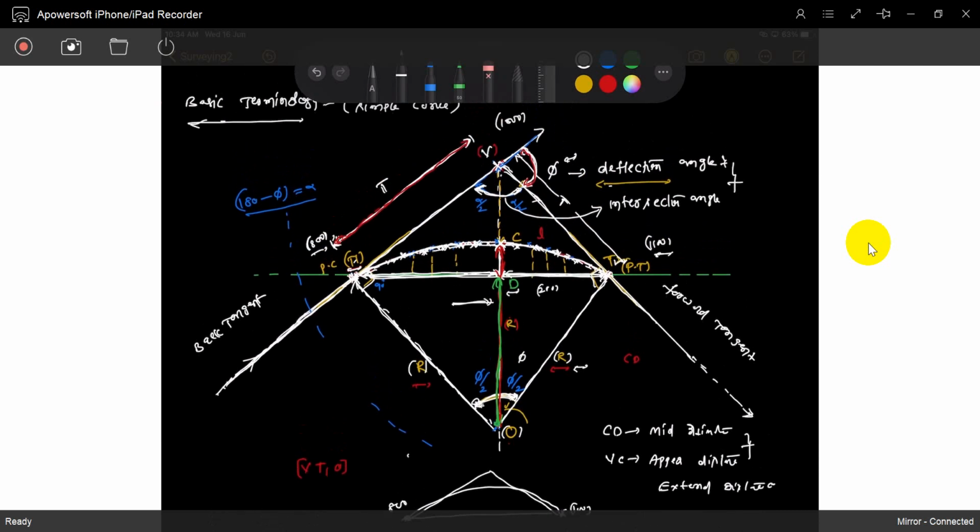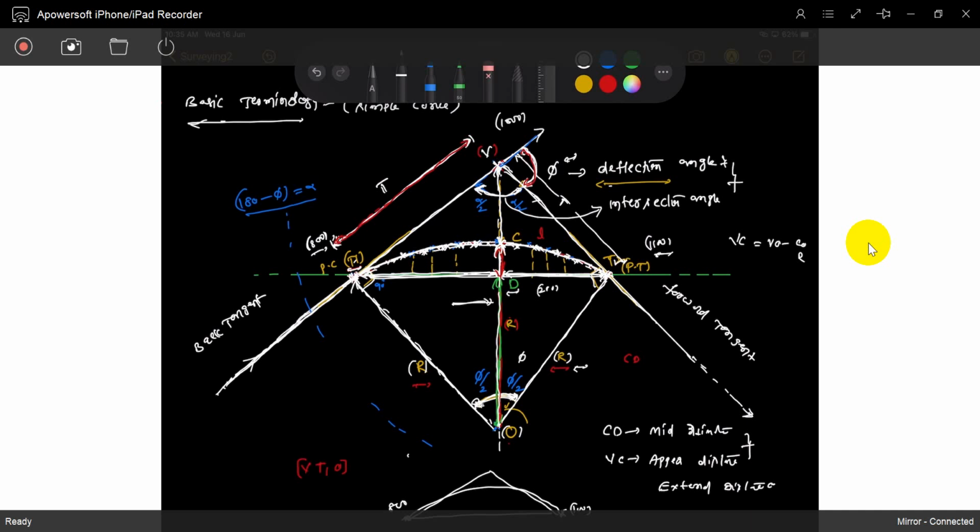distance is the apex distance. Apex distance is VC. VC is the apex distance. How can we calculate apex distance VC? We can directly write it as VO minus CO. CO we know, this is R.